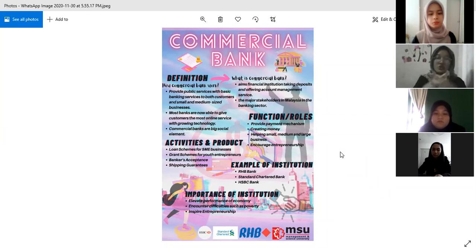As an example, RHB Bank stated that the fees may be charged around 10 ringgit to 80 ringgit depending on the area of shipping. So in conclusion, shipping guarantees work as a document if there are any defects in the goods received. It can also help clients to receive their parcels earlier than the expected date. So that's all from me. I will pass the presentation to the next presenter.